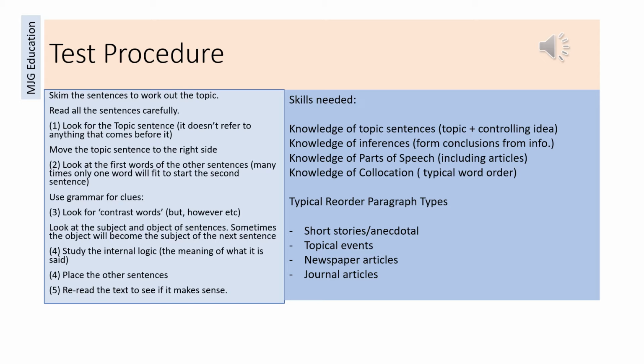Look at the subject and object of sentences. Sometimes the object will become the subject of the next sentence. Okay, so sometimes you get the dog was very happy, and then the next sentence it said it ate all its food. So it is the pronoun being used to refer back to the dog. And that's what they're talking about. The subject is the dog in the first sentence. In the second sentence, they'll use the word it as a pronoun, and that'll refer to the dog. You have to be aware of your pronouns.